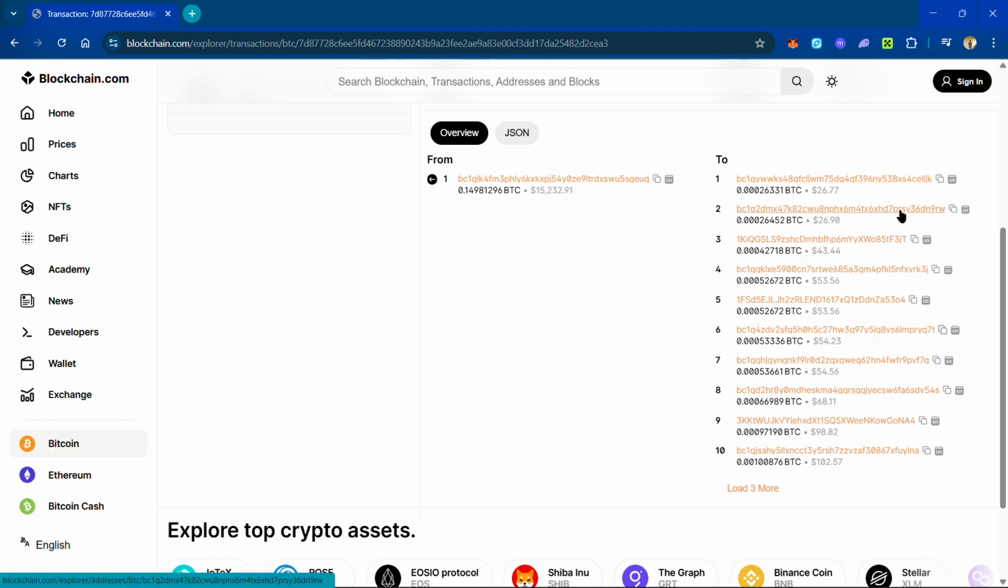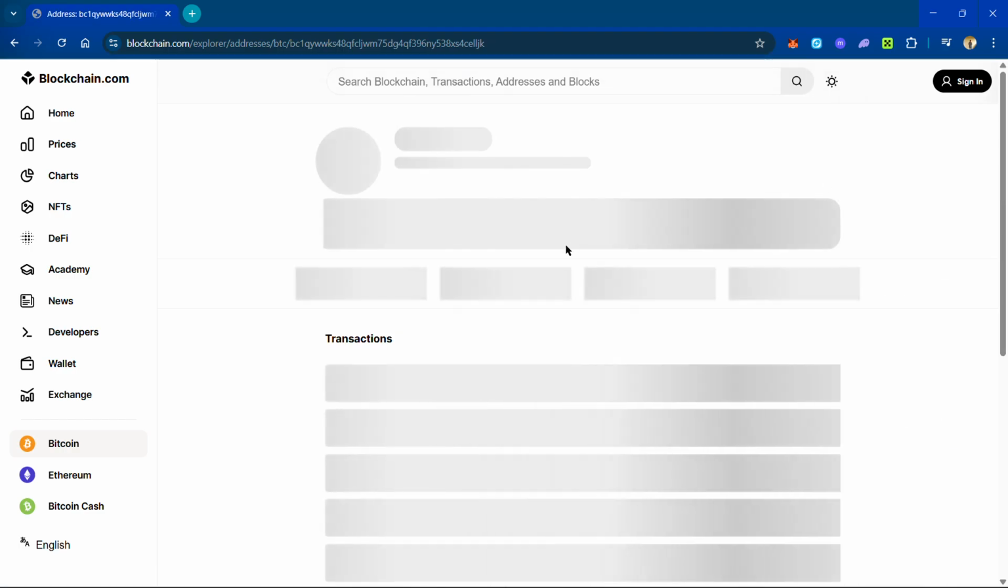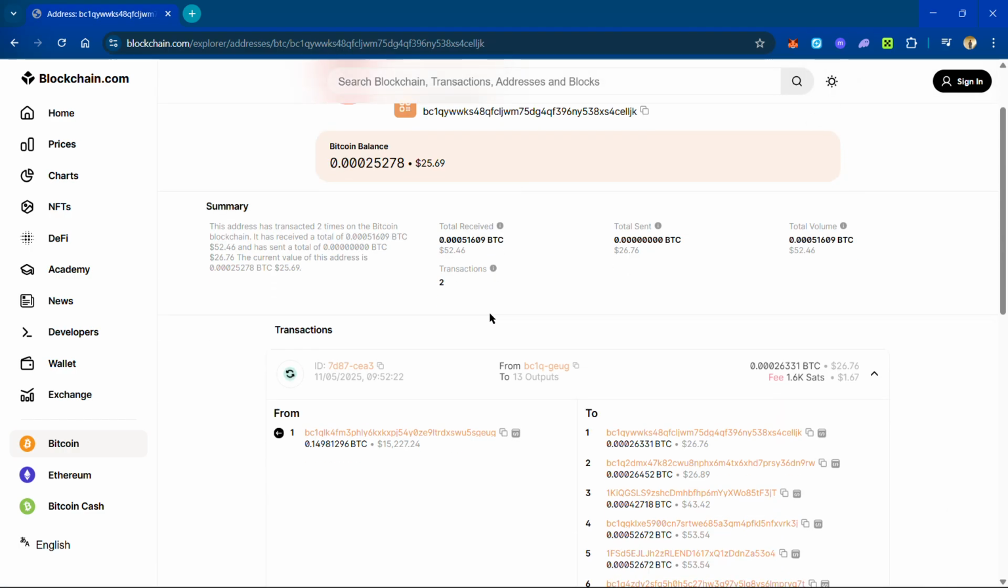This is another person's address. All these are addresses. If I click on an address, I can see how much Bitcoin or how much USD the address holds.